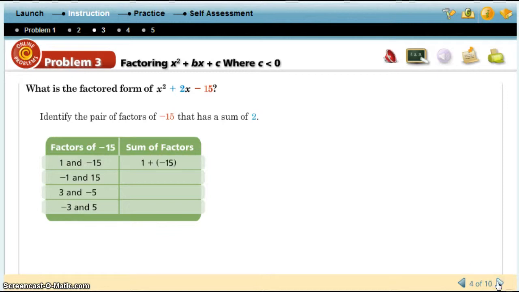The sum of 1 and negative 15 is negative 14. The sum of negative 1 and 15 is 14. The sum of 3 and negative 5 is negative 2. And the sum of negative 3 and 5 is 2. Since negative 3 and 5 have a sum of 2, use that pair of factors.